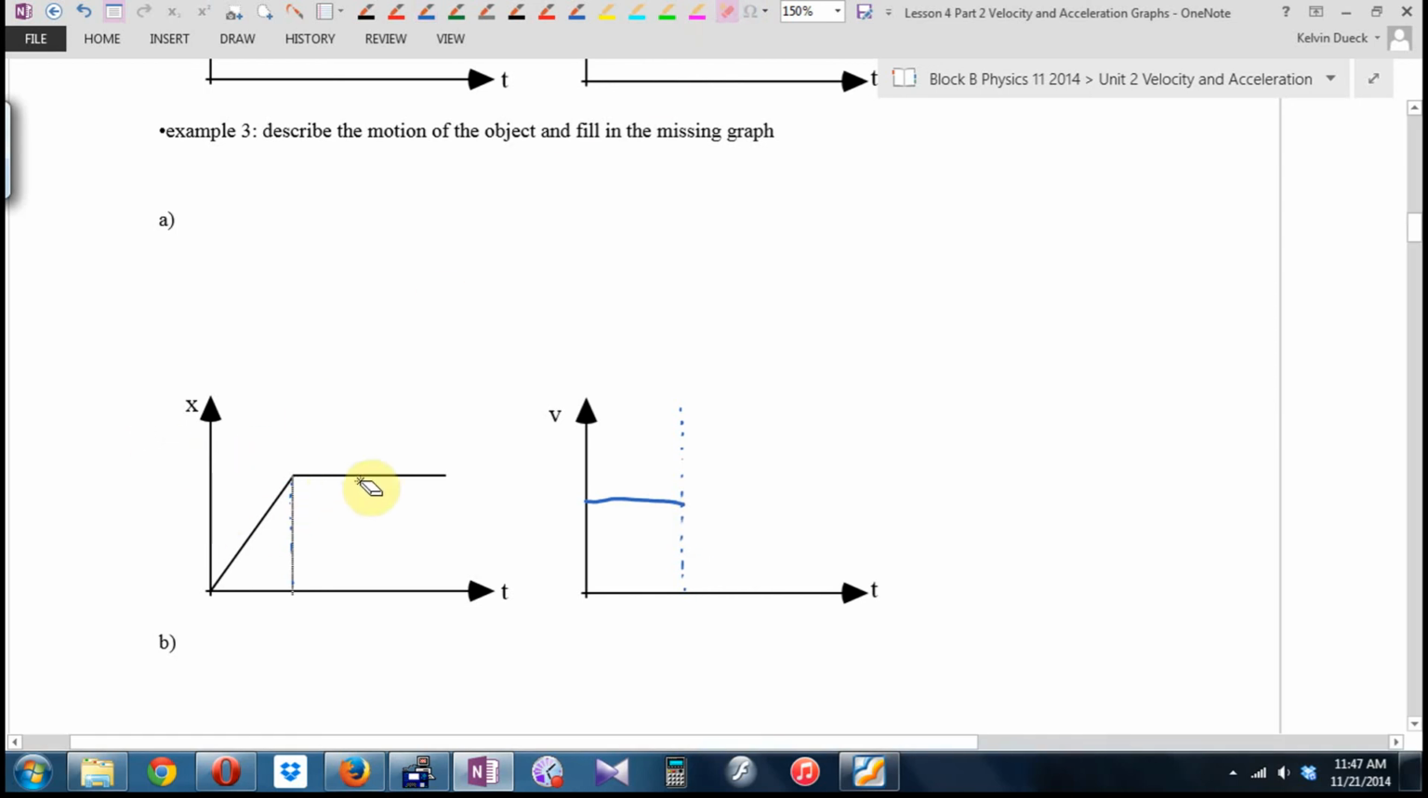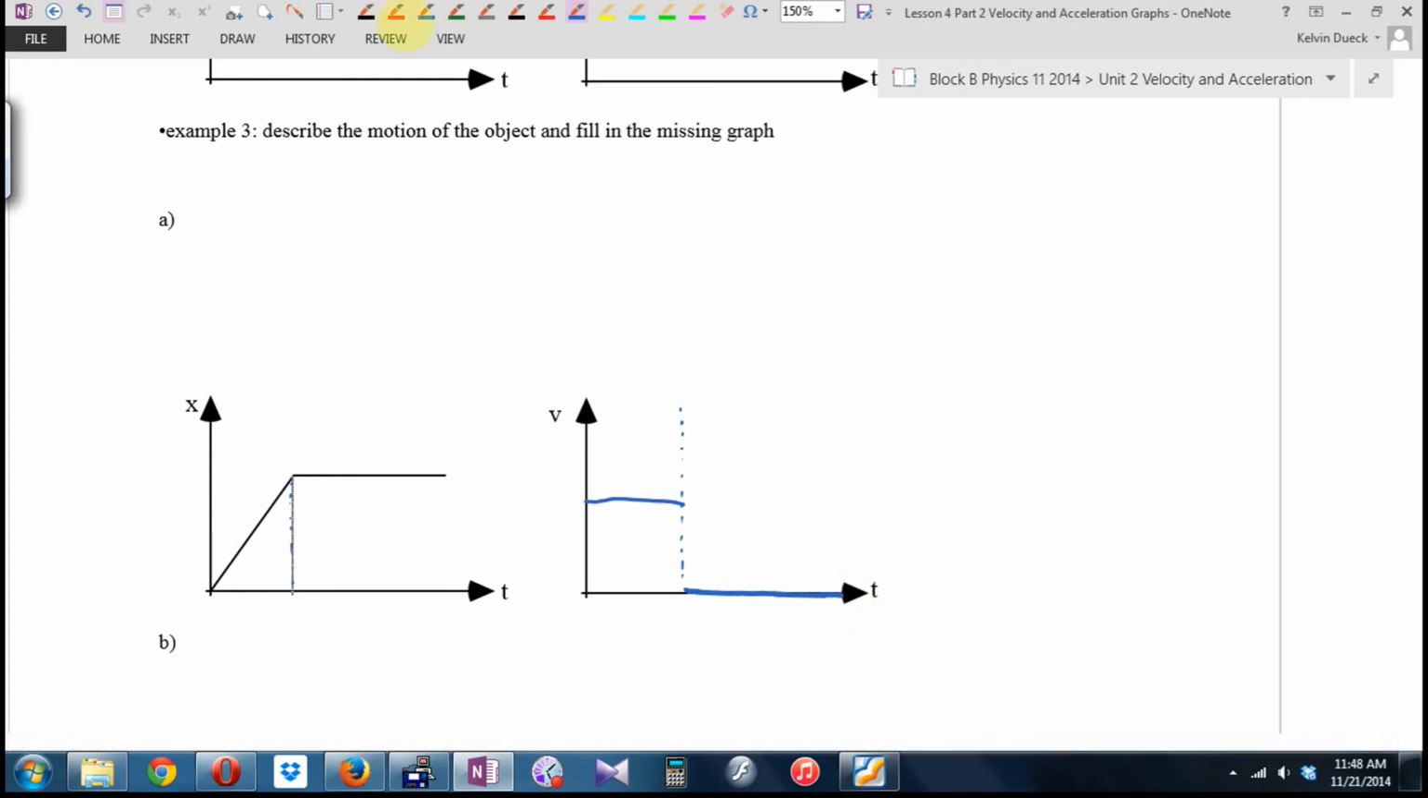What happens right here? This section of the graph. At rest. What would that look like? Now remember, speed on a velocity time graph is how high you are. If you're at rest, how fast are you traveling as a number? 0. So how high will you be? As a number, 0. You know what? It would look like that. That's the velocity time graph that matches this position time graph.